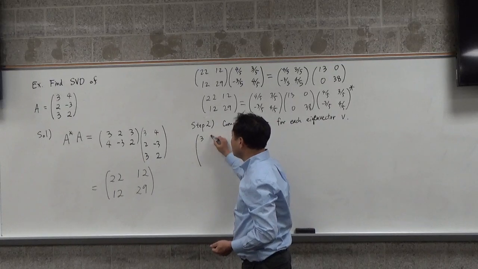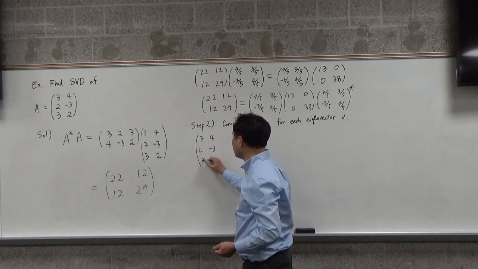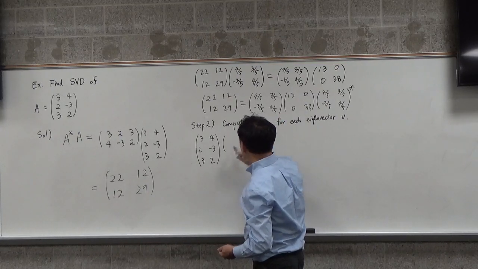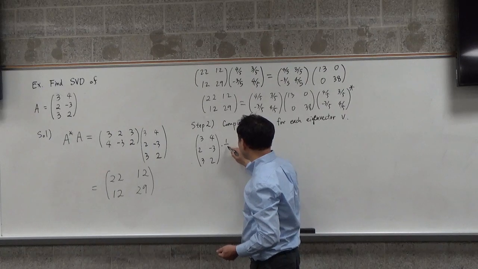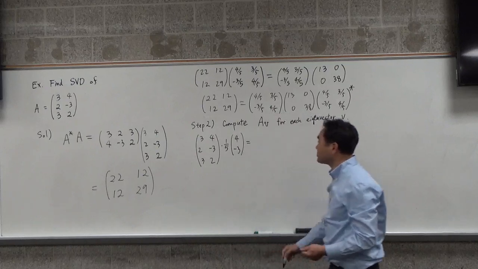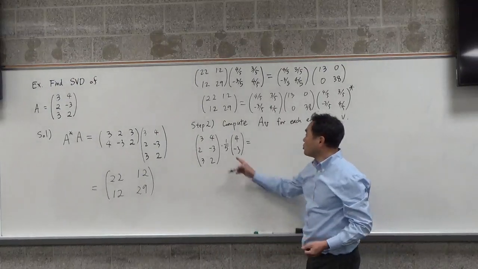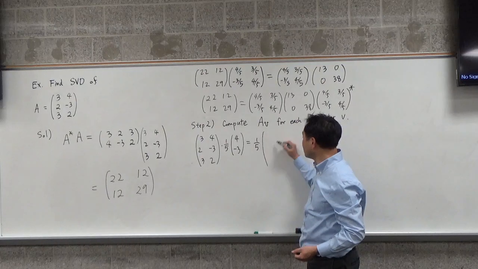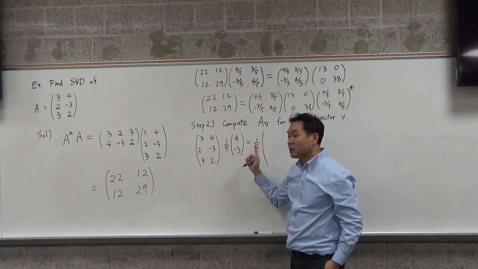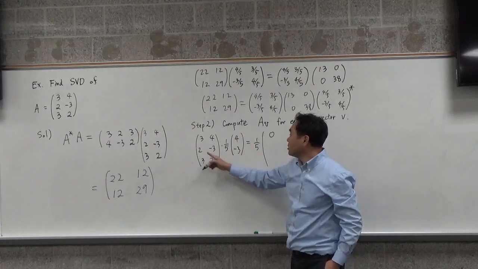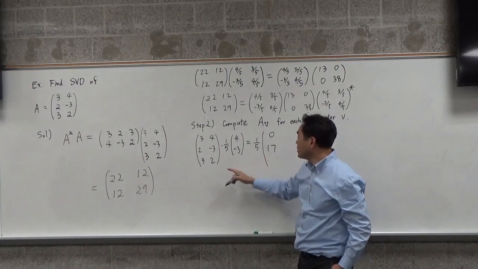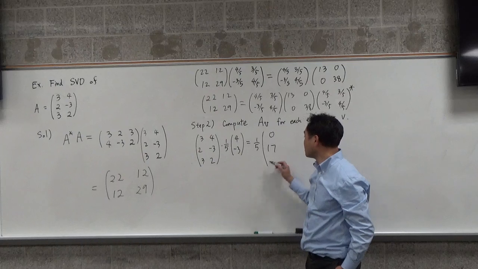Here's 3, 4, 2, negative 3, 3, 2 times the eigenvector. Let me pull the 1/5 out because it makes things easier. 1/5 of 4, negative 3. Let's see what that gives us. Okay, 1/5 can be pulled outside, and we can just do the integer multiplication. 3 times 4 is 12, 4 times negative 3 is negative 12, so you get 0 on the top. 2 times 4 is 8, negative 3 times negative 3 is 9, 9 plus 8 is 17. 3 times 4 is 12, 2 times negative 3 is 6, so you get 6.